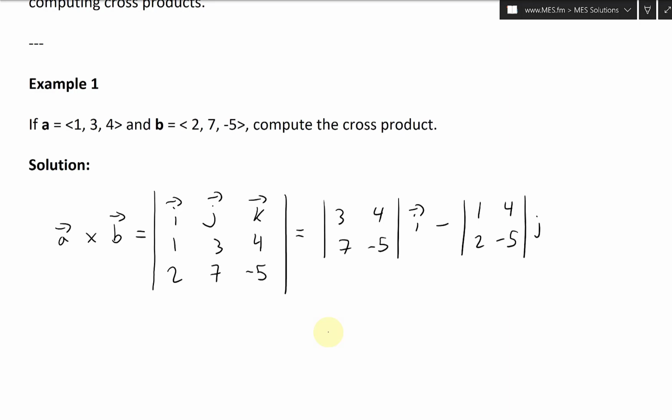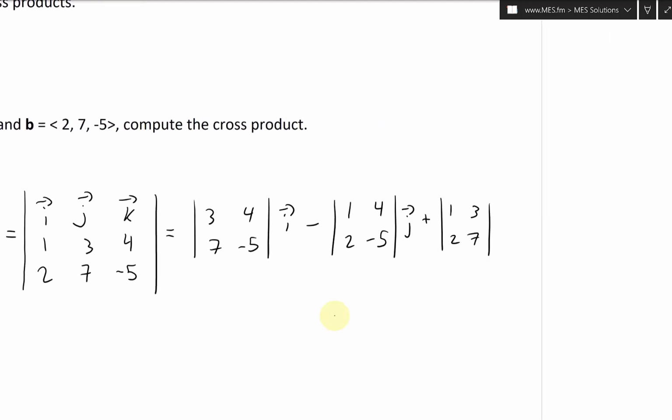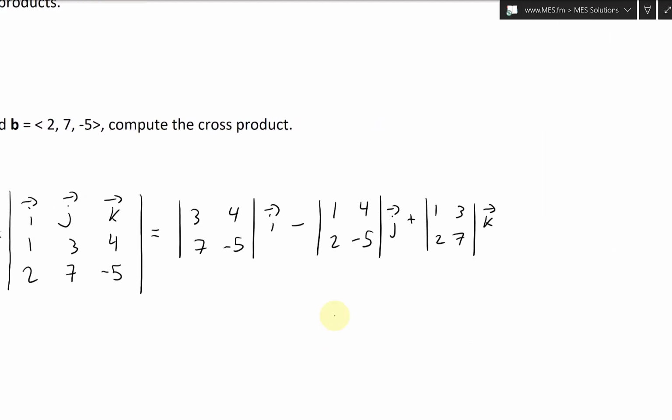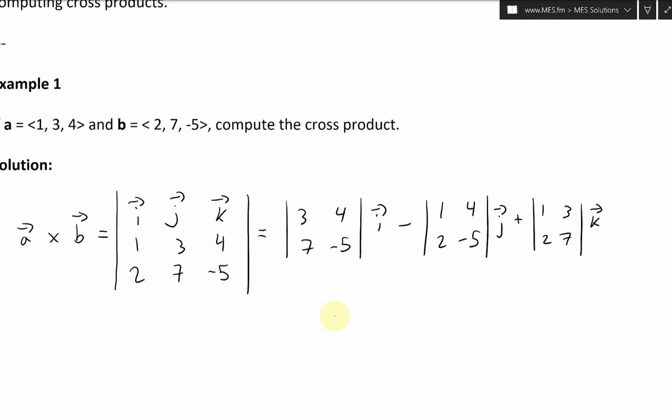This is going to be the j vector. Last one, k, is going to be this, cross out, left with 1, 3, 2, 7. And this one is the k vector, like that. So this equals, and let's just solve this out.